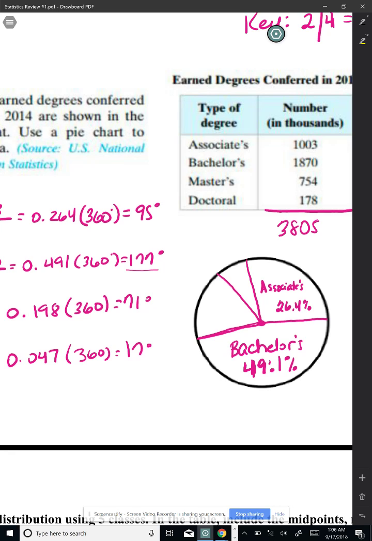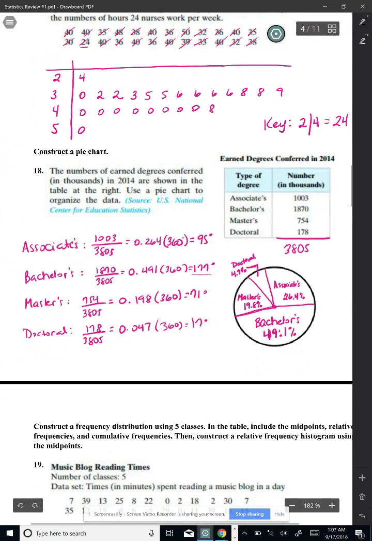The 71 degrees is the masters. So we would write masters in here, and that's 19.8%. And then finally, the little sliver that we have left is this 17 degrees. And if you don't have room to write in, you can just draw an arrow. And this would be the doctoral. And that was only 4.7%. And that's how you create your pie chart.